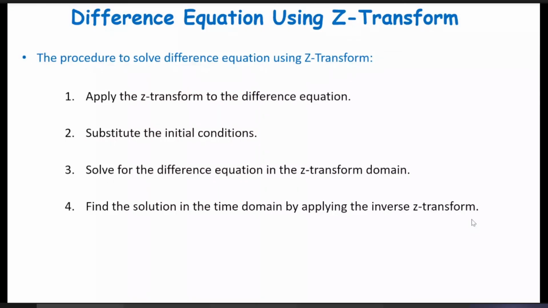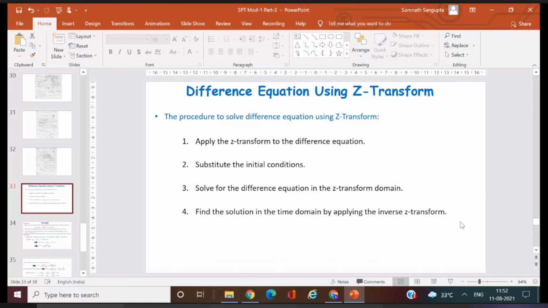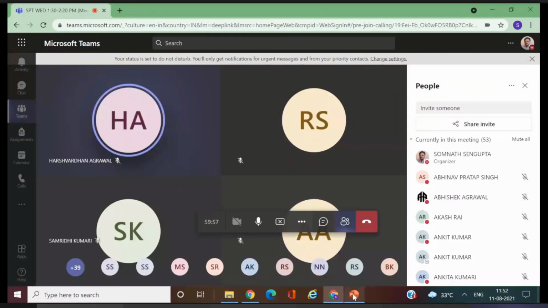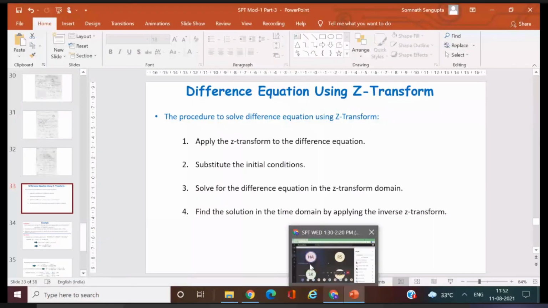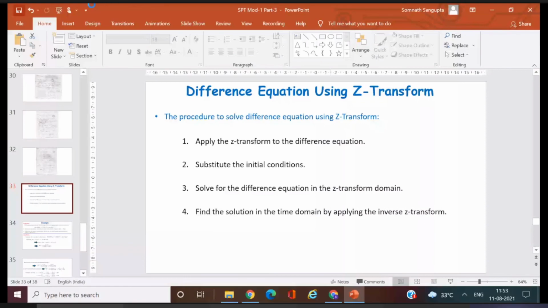But here, now, what is the time now? Sir, 11:52. Okay. Time ho gaya na? I'll upload it. You just go through all this.